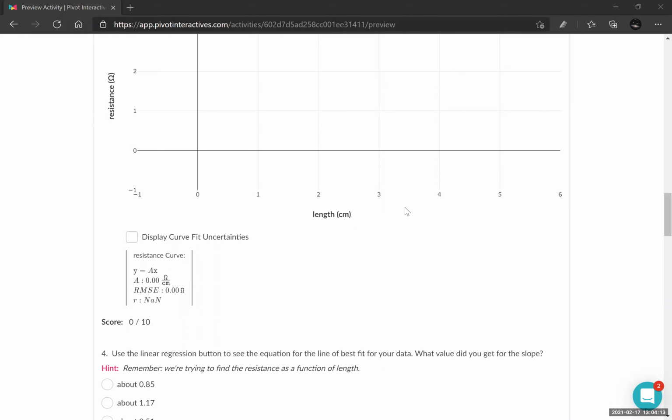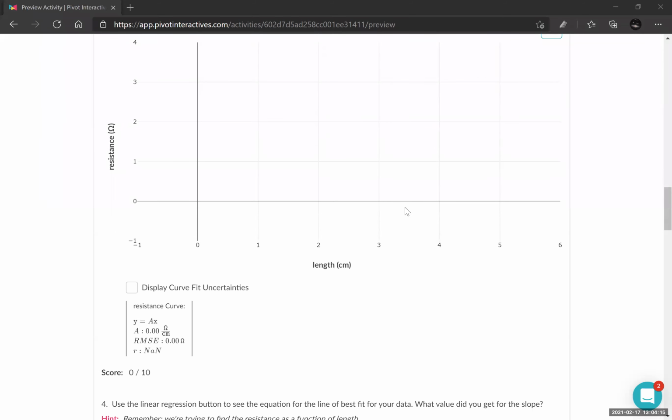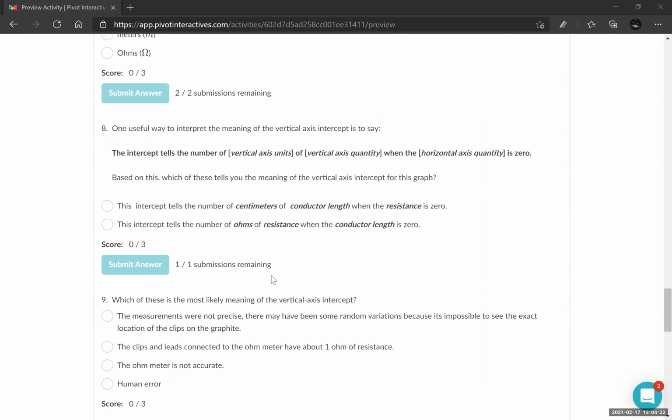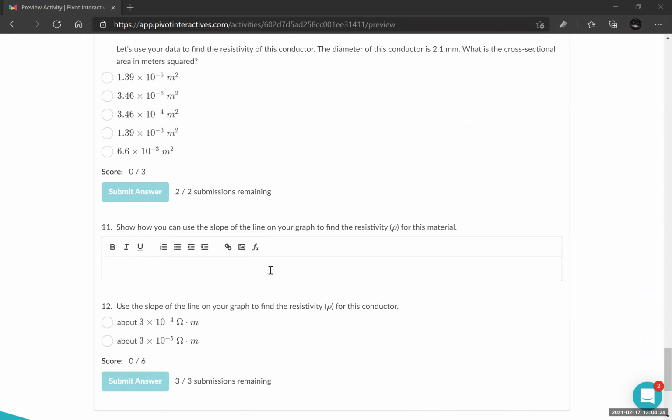One thing I want to point out here is that, for all the calculations, I need to see your work, and there are two things you can do, right? You can put all your work on a separate piece of paper and upload it, or you can just use this box. It says show how you can use the slope of the line on your graph to find the resistivity. That means I want you to talk about and show me the derivation based on what you can then use to make the calculations.